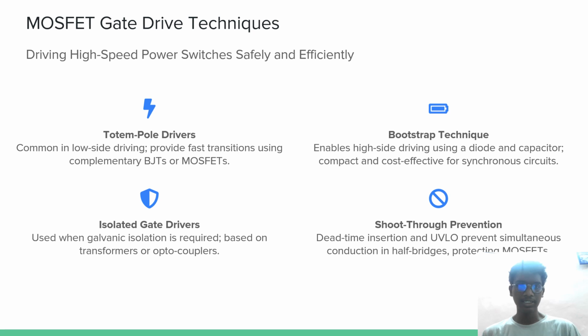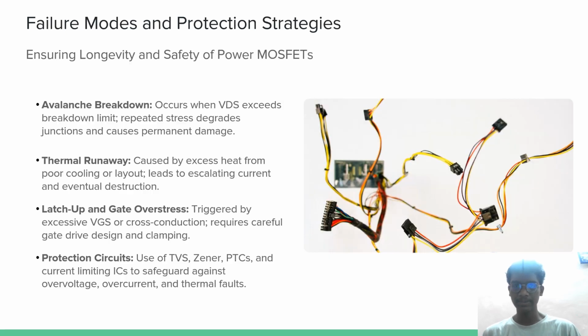MOSFET gate drive techniques. Totem pole drives, common in low-side driving, provide fast transitions using complementary BJTs or MOSFETs. Bootstrap techniques enable high-side driving using a diode and capacitor, compact and cost-effective for synchronous circuits. Isolated gate drives are used when galvanic isolation is required, based on a transformer or optocoupler. Shoot-through prevention: dead-time insertion and UVLO prevent simultaneous conduction in a half-bridge.